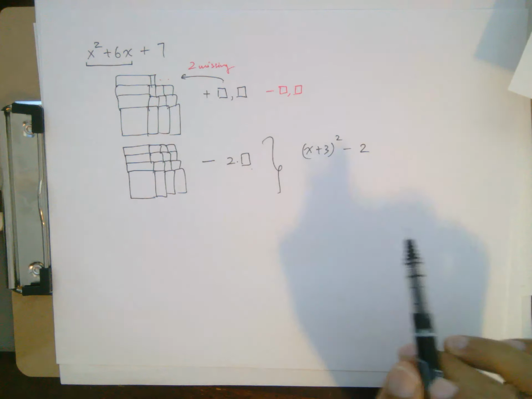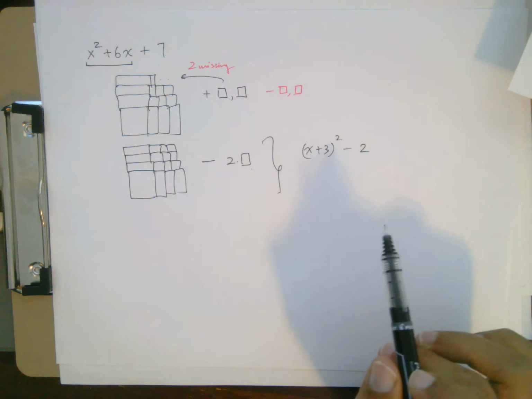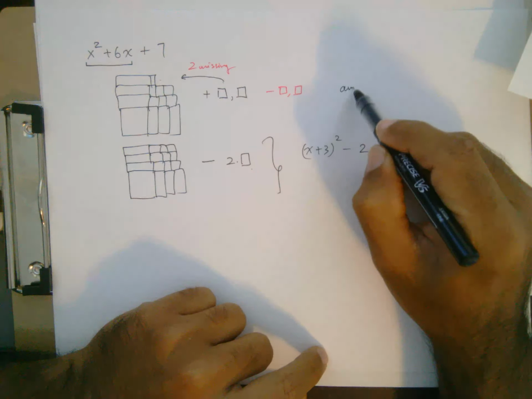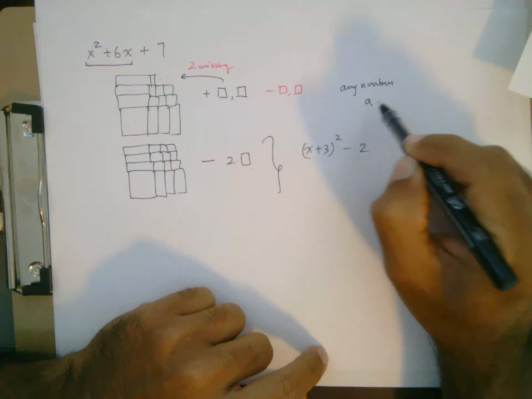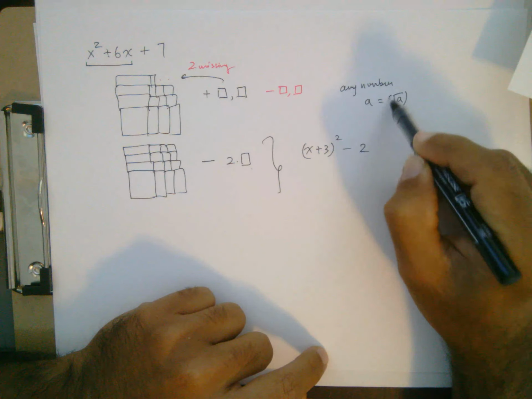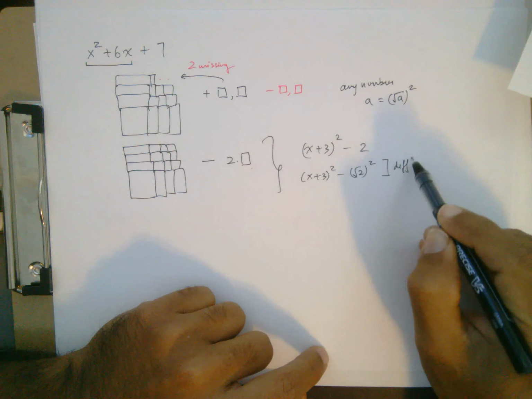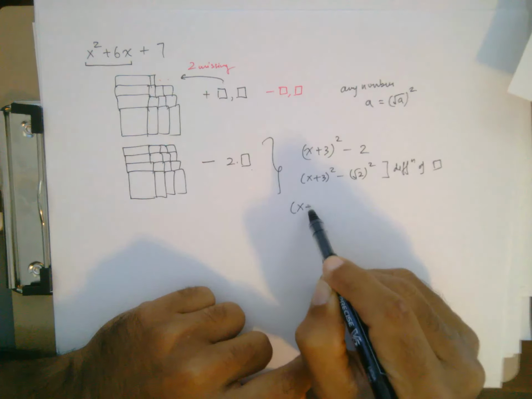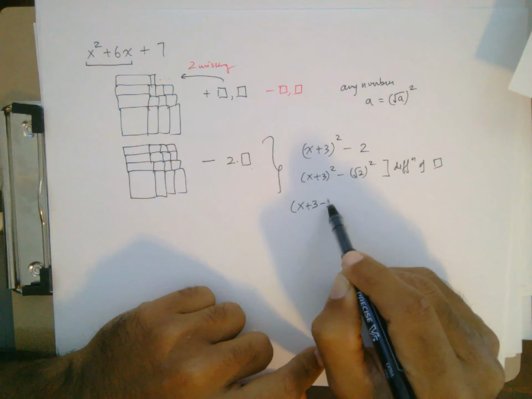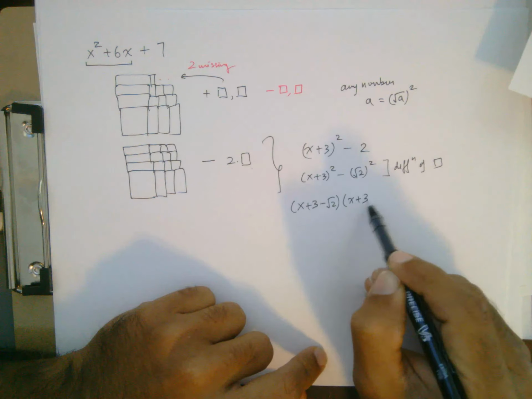Now recall, the week right before spring break, we learned about radical functions. So what we know is any number a can be written as the square root of a squared, because they cancel out. So I'm going to use that trick here to write 2 as square root of 2 squared. What does that mean? Now I have a difference of squares, which is great, because then I can write this as (x plus 3 minus root 2) and (x plus 3 plus root 2). And that's it.